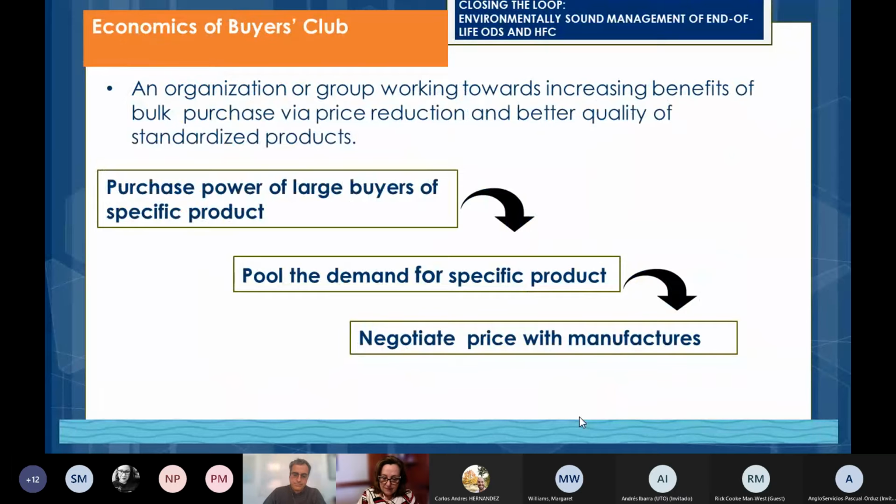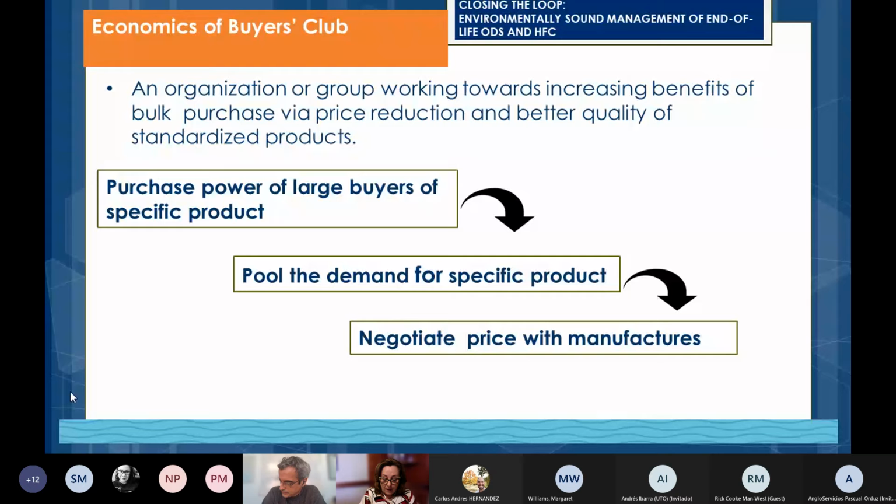As mentioned in this presentation before, we intend to show the opportunity of using Buyers Club to make feasible ODS and HFC collection and end-of-life actions. Not many of us are usually used with the term Buyers Club. We call it Clube de Compras in Portuguese. It's an organization or a group that works towards increasing the benefits of purchasing in large quantity, bringing the price down, as well as better quality of a specific product.